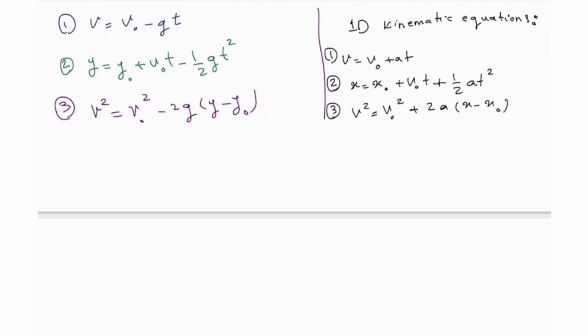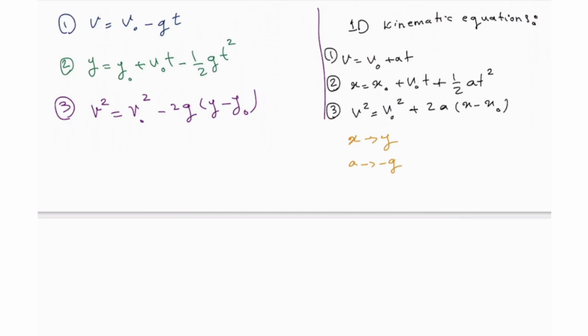You can see that in all three of these equations, if you replace x with y, and if you replace a with negative g, you will get the kinematic equations for objects in free fall. Because after all, free fall is just a one-dimensional motion in the y direction with acceleration negative g.